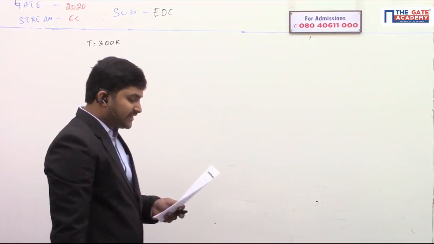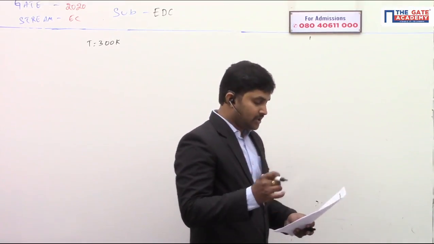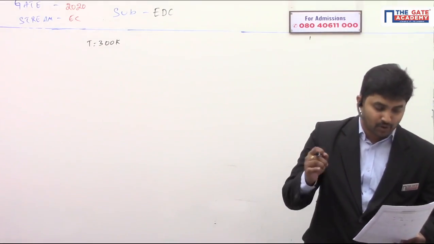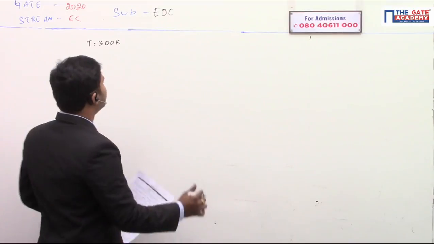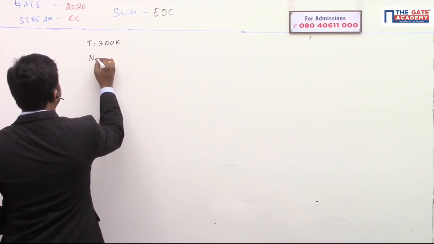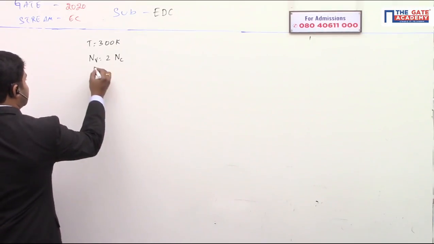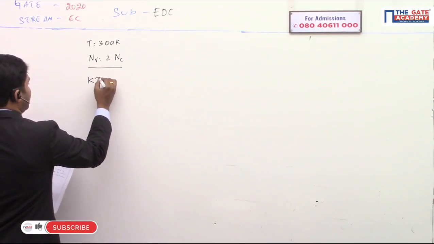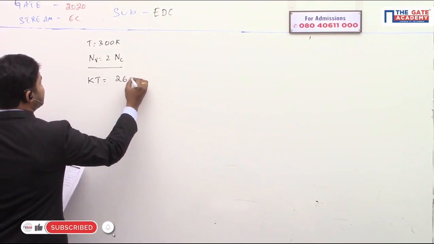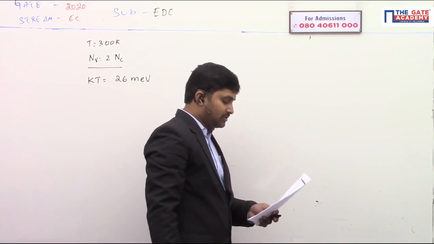The effective density of states for holes. This is a very, very important sentence, so please be careful. The effective density of states for holes is twice the effective density of states for electrons. A very important statement which is given to us. It is also given that kT, the thermal energy, is equal to 26 milli electron volts.